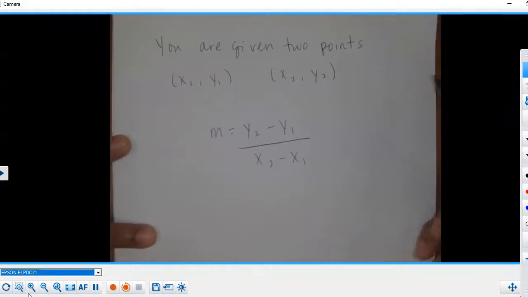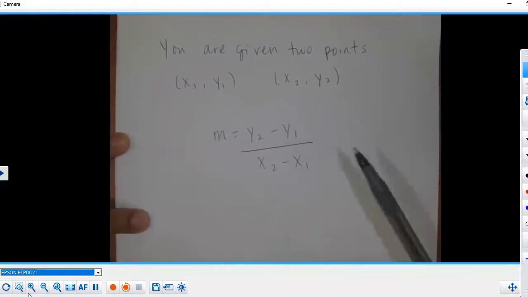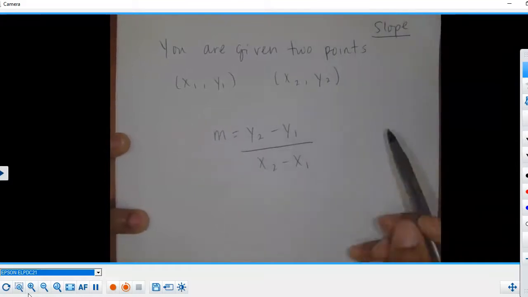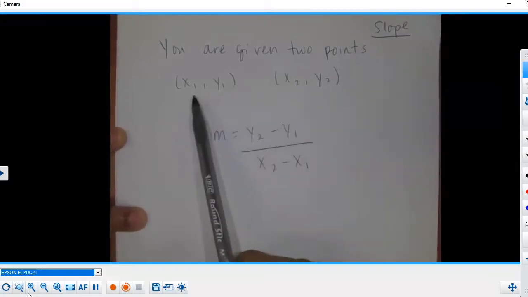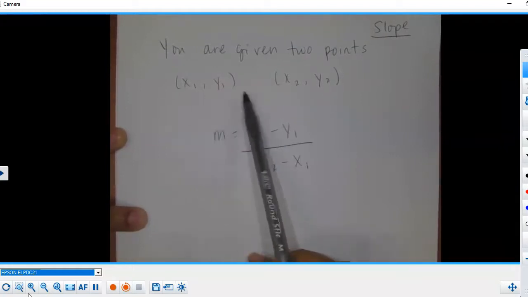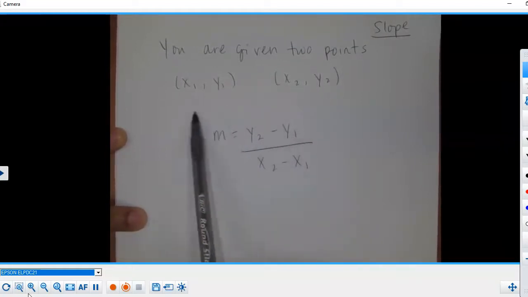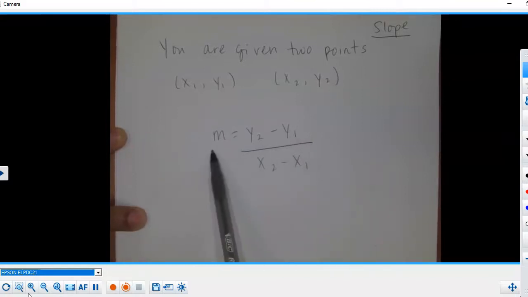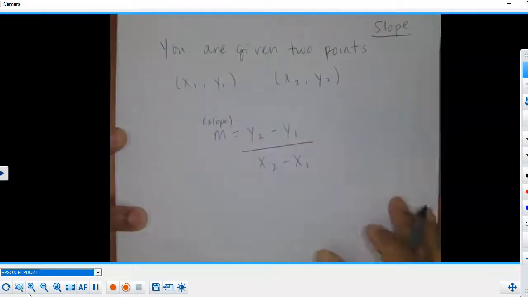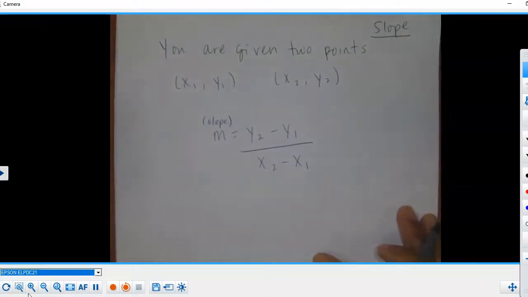Okay guys, in this video, I'm going to go over slope. What I want you to see is that you're given 2 points. So we have our x1, y1, x2, y2, and then here is the formula for slope. Every time you see an m, that's your slope. We're just going to do a couple of examples, and hopefully this will help everybody.